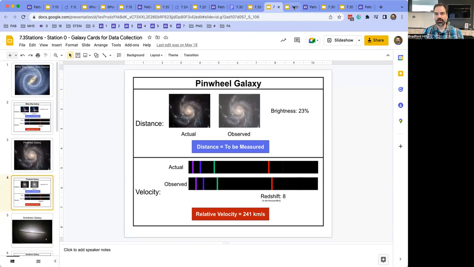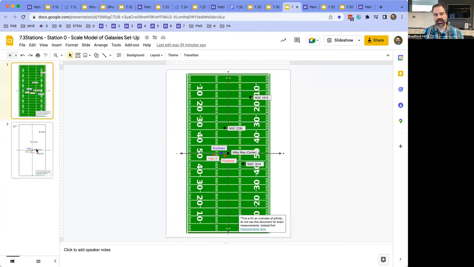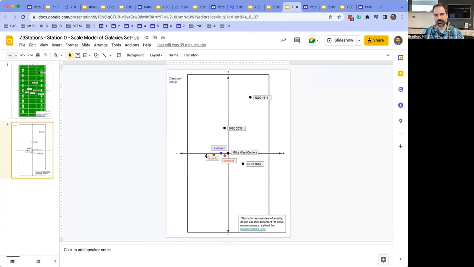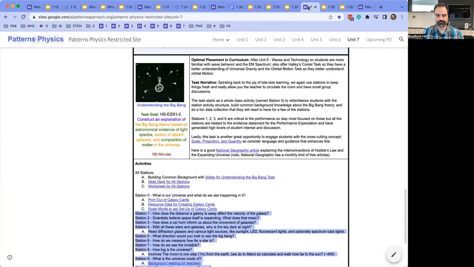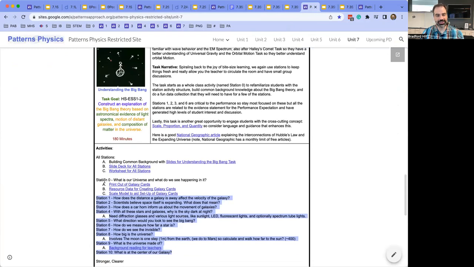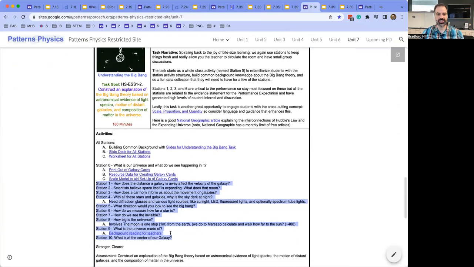All right, so moving along there. And then if for whatever reason you can't go outside, of course, it's fun to be outside on the football field, but if you need to set it up in your classroom, here are some measurements to get specific about how to set that up. All right, then I just want to point out 10 different stations.